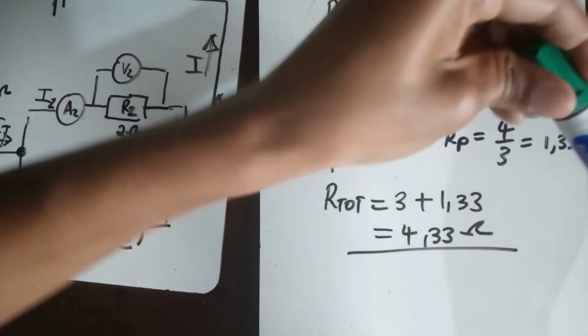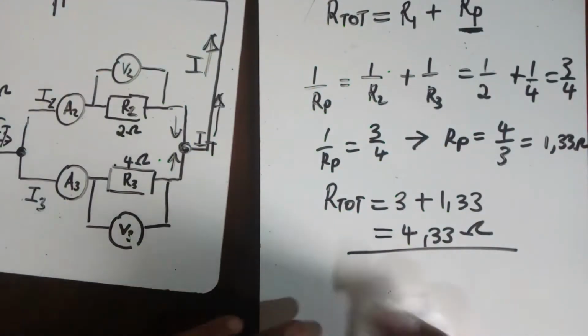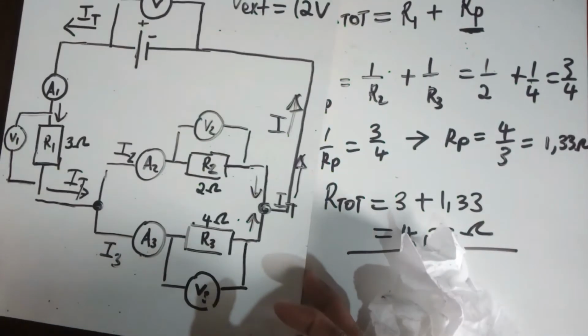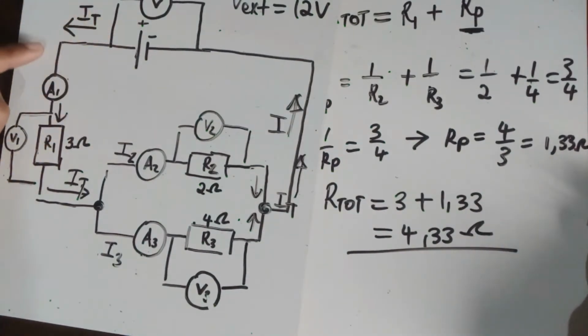So now moving on to question 2. It says we should calculate the reading on ammeter A1. So we want the reading on this ammeter. Remember, there's your total current. This has zero resistance, so the total current supplied by the battery will flow through this ammeter A1 as well as through this resistor here. So let's find it.